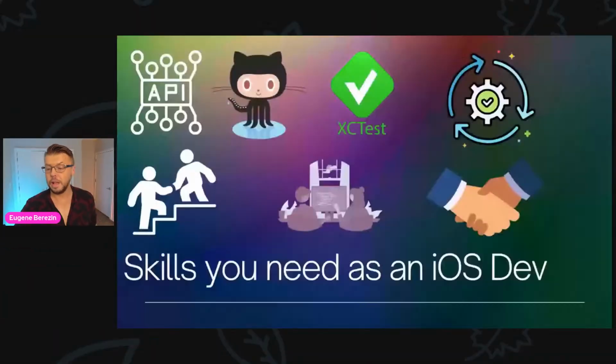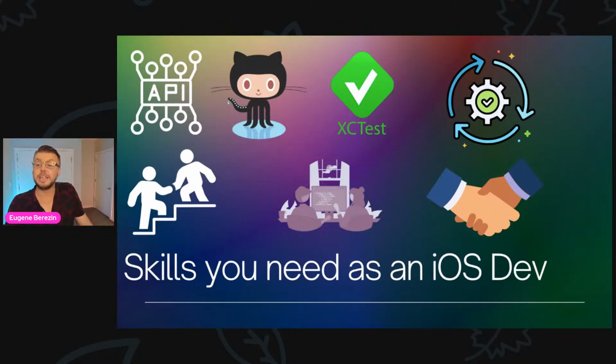After that, you have to use some sort of Git system like GitHub, GitLab, or Bitbucket. So you need to know how to utilize Git. This is the second skill you need as an iOS developer. Then you need to be familiar with testing, then with CI/CD, and then you need to work with the team. Today we're going to talk in detail about what skills you need as an iOS developer. So let's get started.